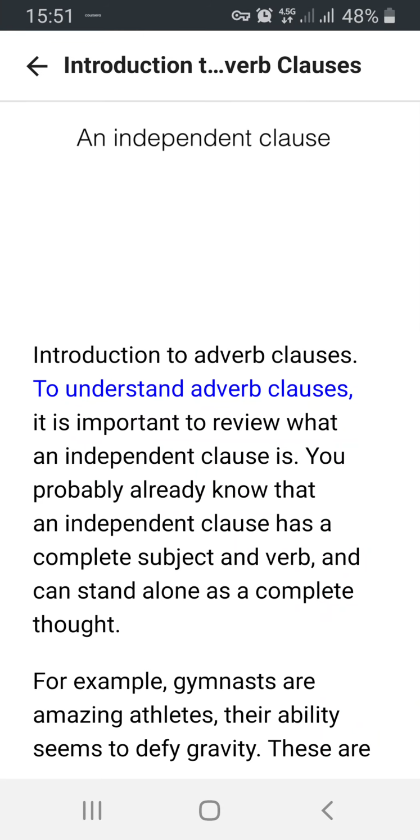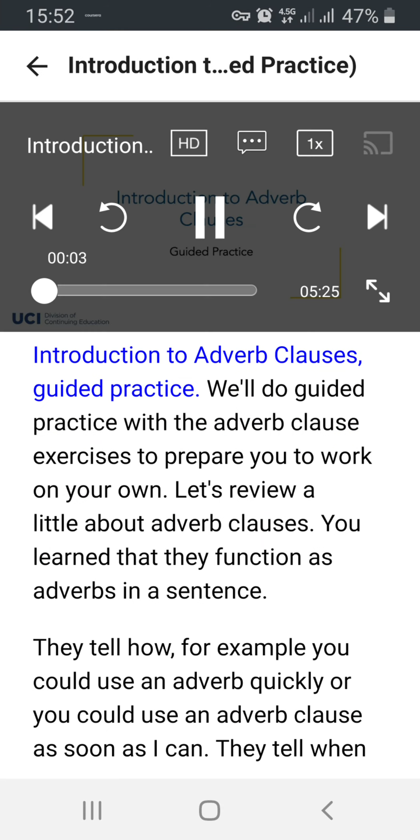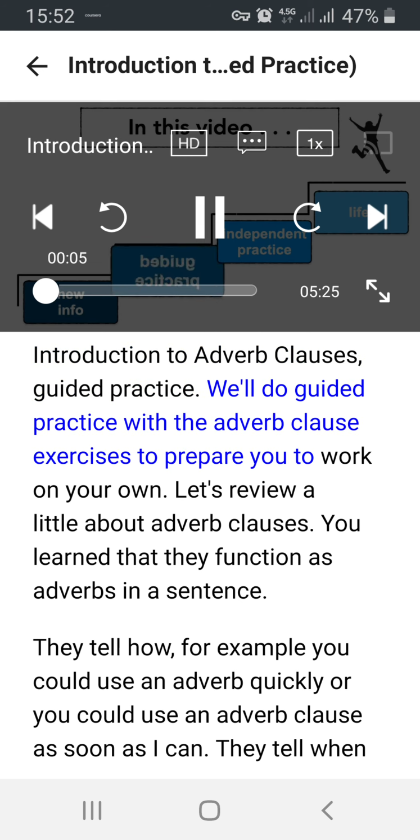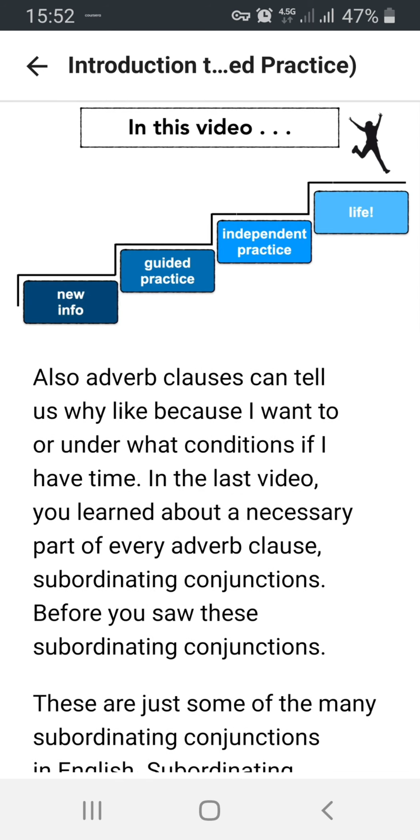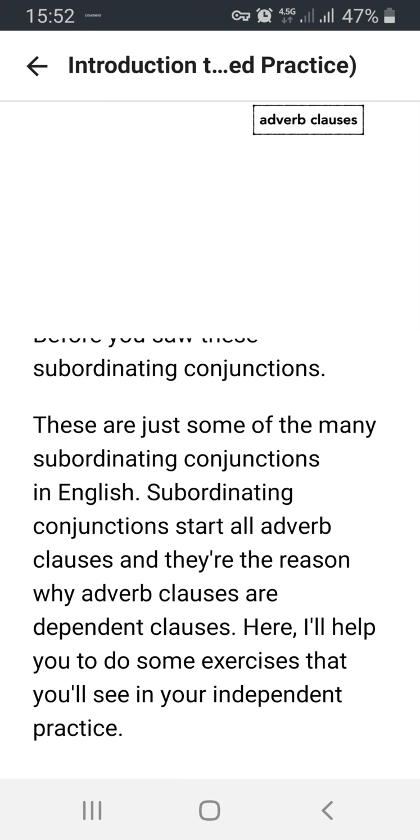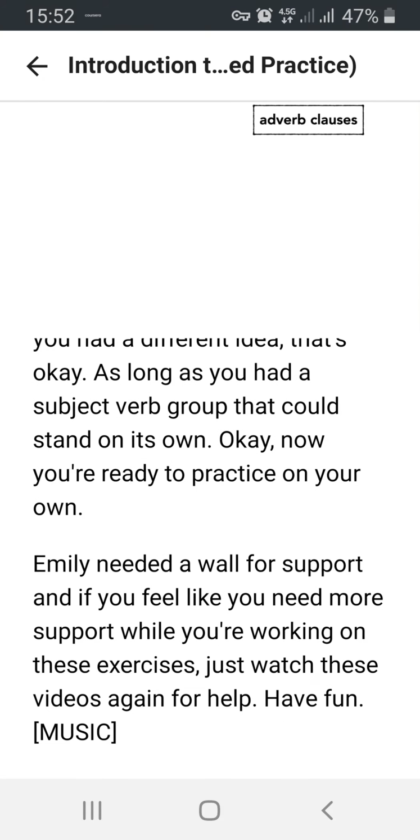We'll do guided practice with adverb clause exercises to prepare you to work on your own. Let's review a little about adverb clauses. You learned that they function as adverbs in a sentence.